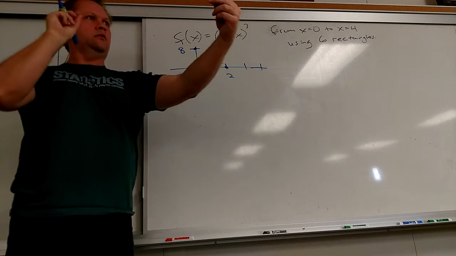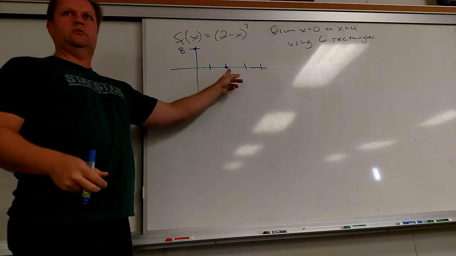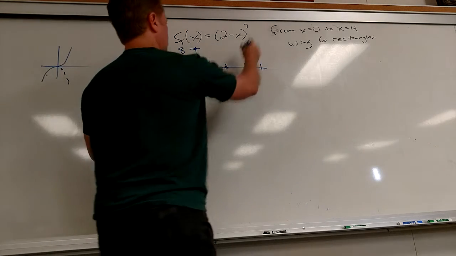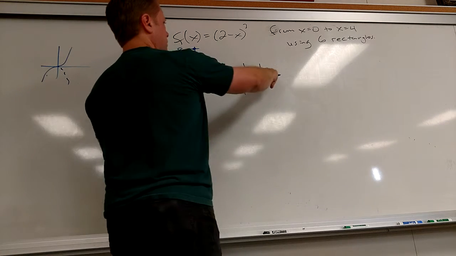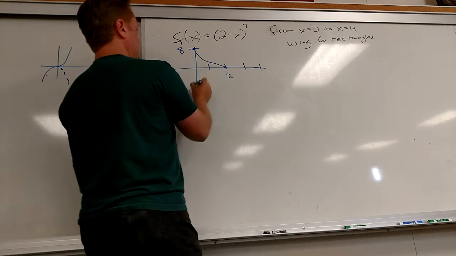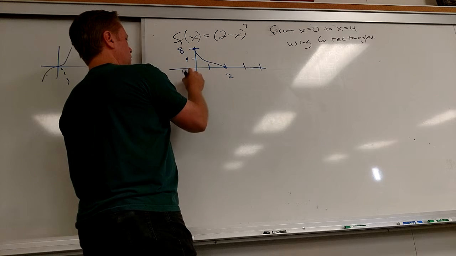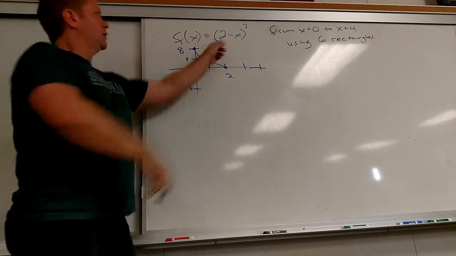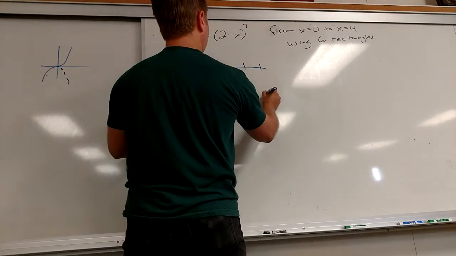This is going to be a reflection of that. And instead of going through 0, it goes through 2. So instead of going like this, it goes like this. Now, where is it at 4? Let me try to keep my horrible scale. Probably there. 2 minus 4 is negative 2, cubed is negative 8. So it's over here. Boom.